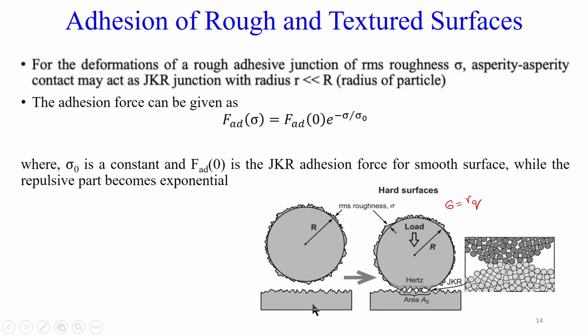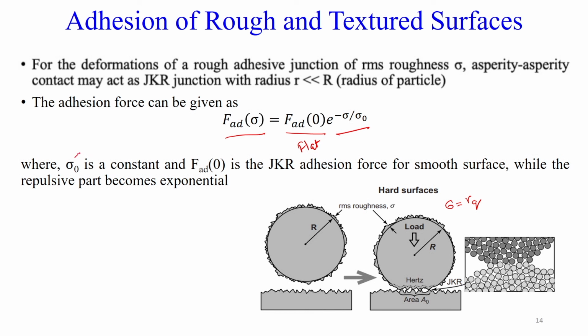So, what it says is, for the deformation of a rough adhesive, as a function of RMS roughness, the contact acts. Here we are considering that r is very much less than the capital R. The adhesion force will be F adhesion 0, where 0 means the flat surface, and this is exponentially related with the RMS roughness.